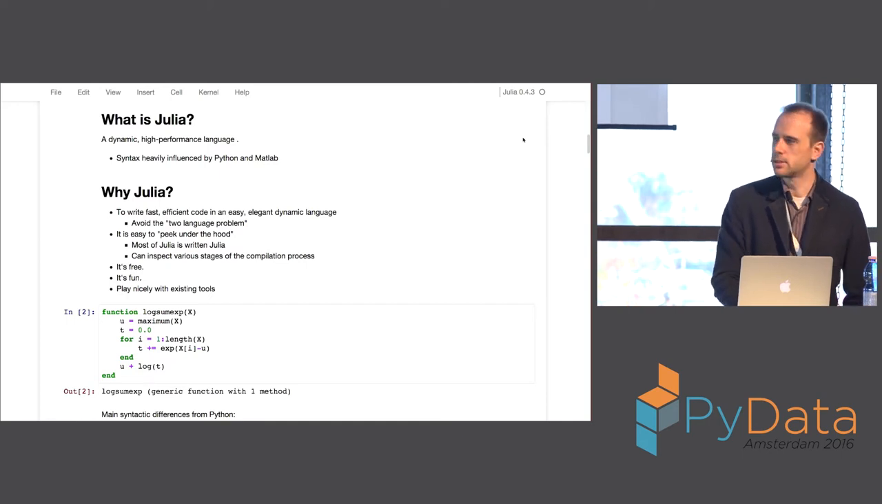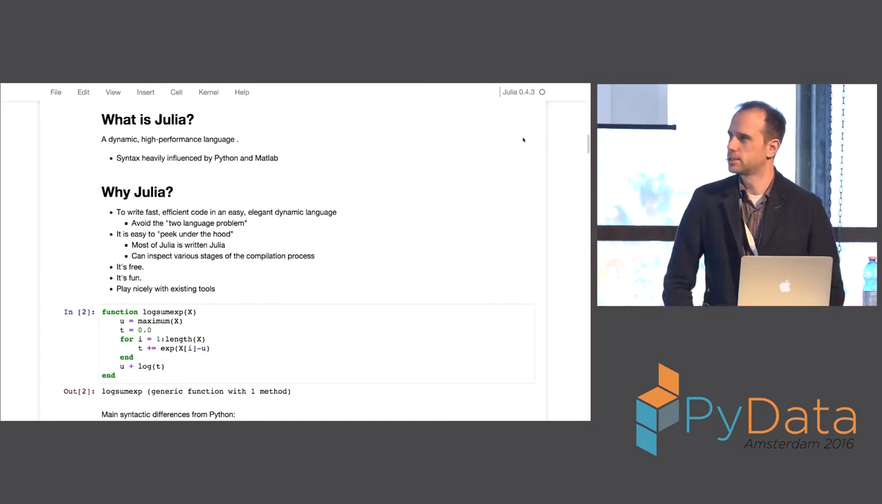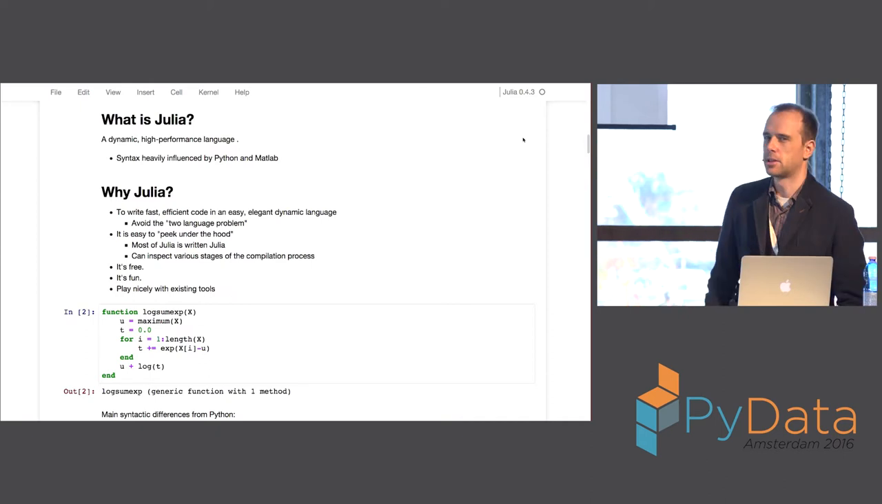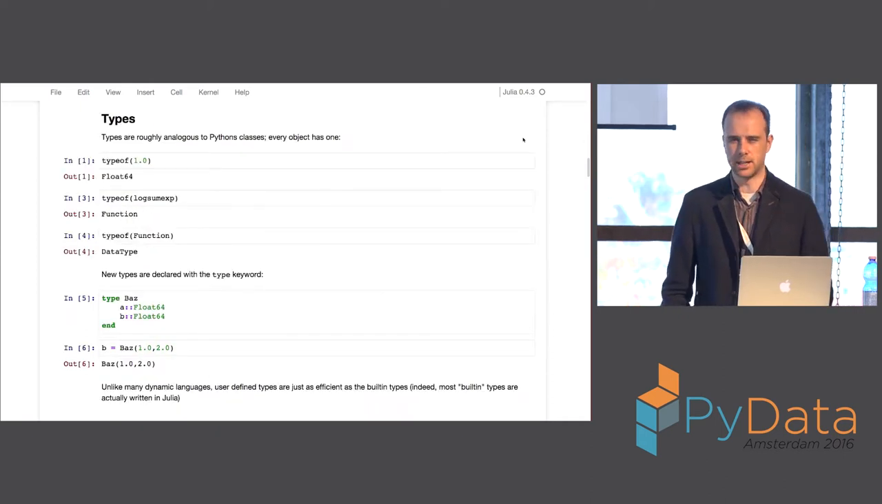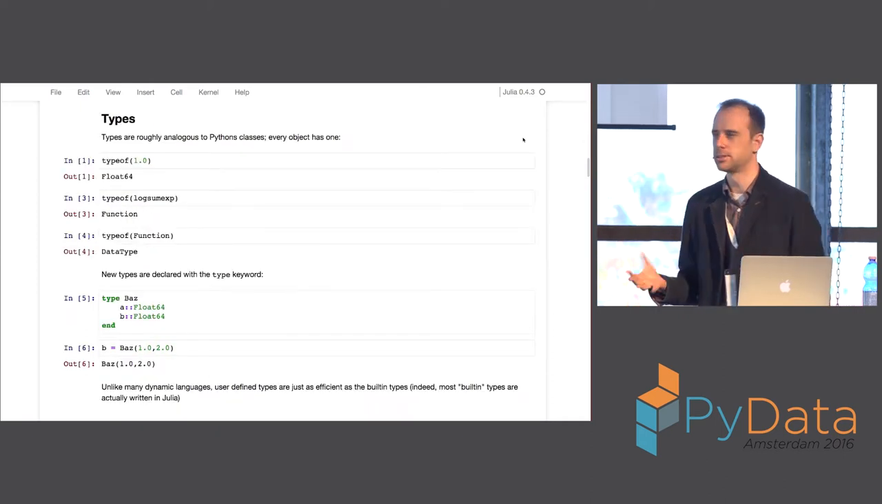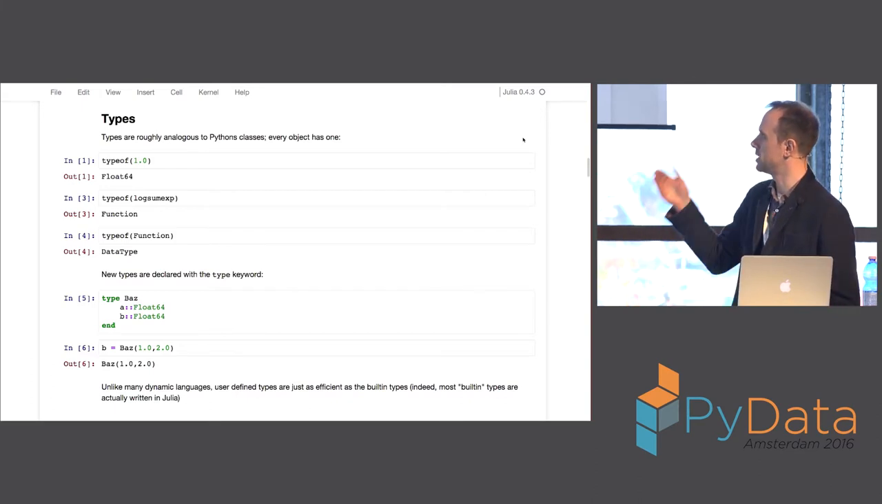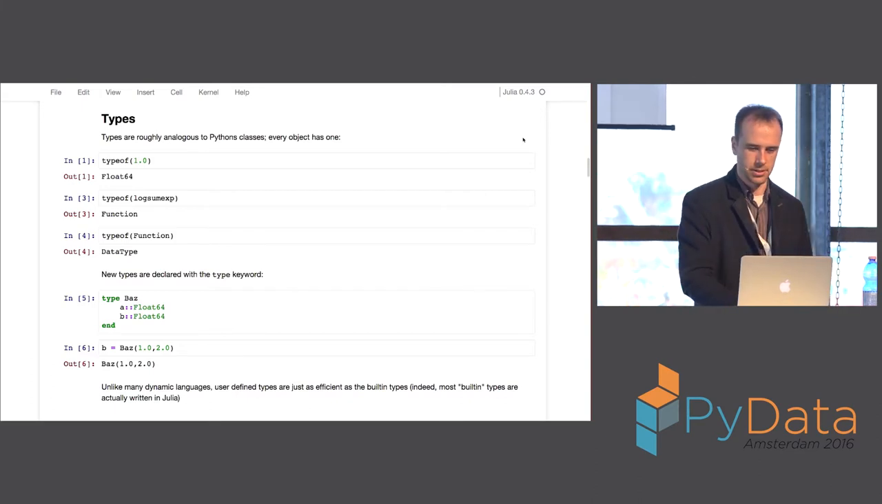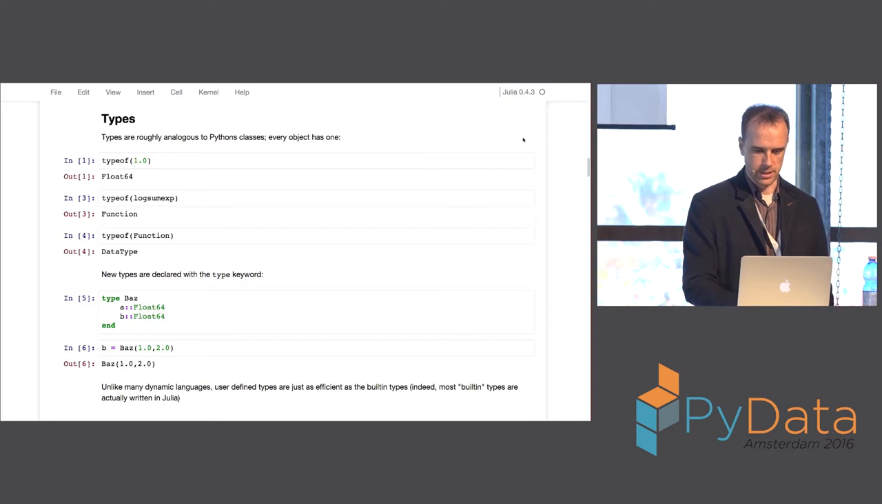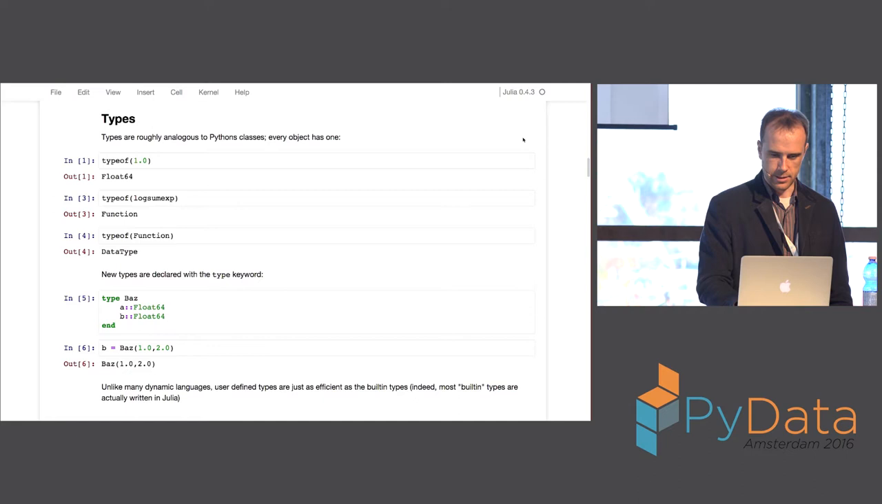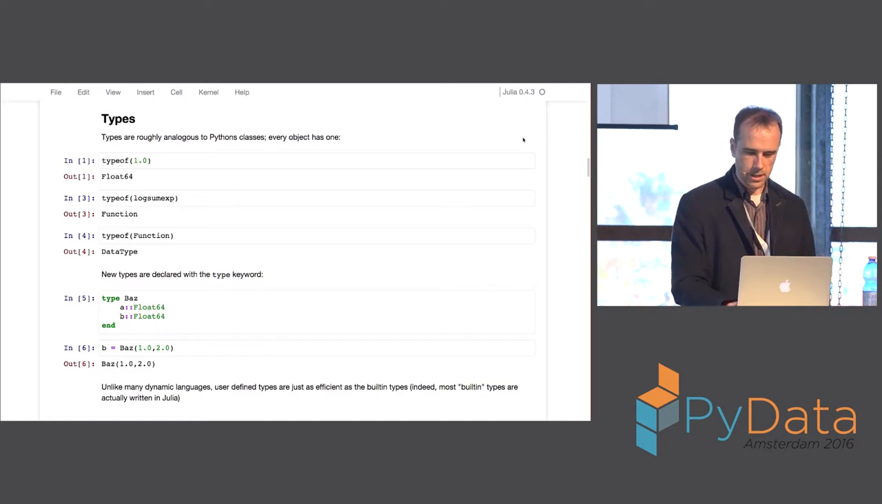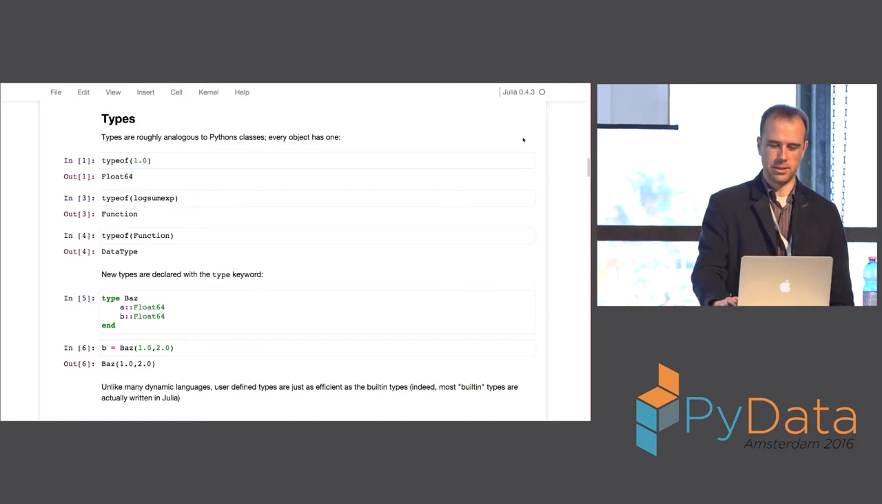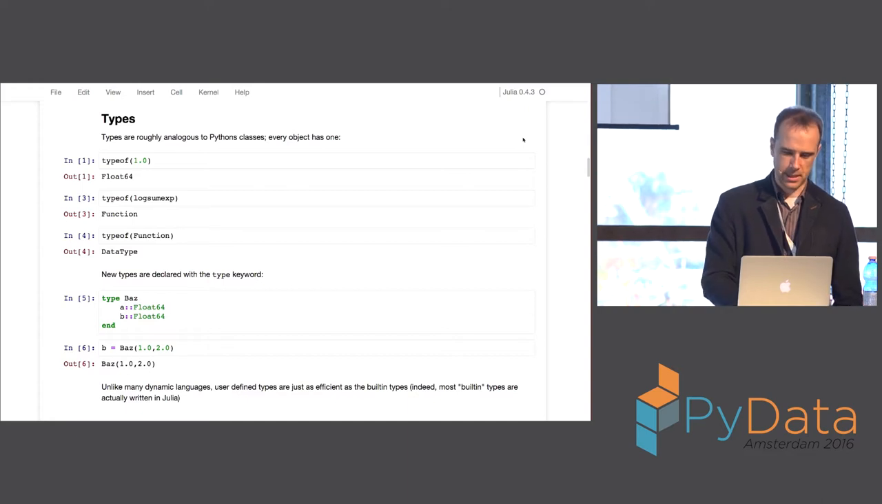So the single most important things to know about Julia, firstly, are types. They're roughly analogous to Python classes, but somewhat different in the sense that, firstly, every object has a type. So the type of one is a float 64. Let's run this function. The type of a function is a function. And the type of a type is a data type.